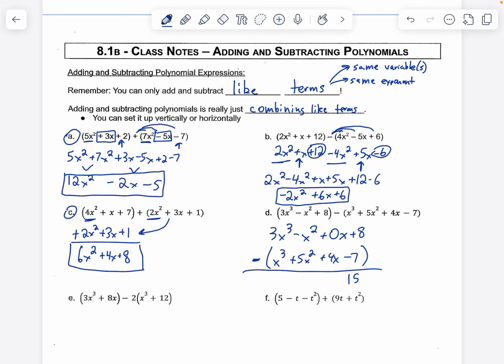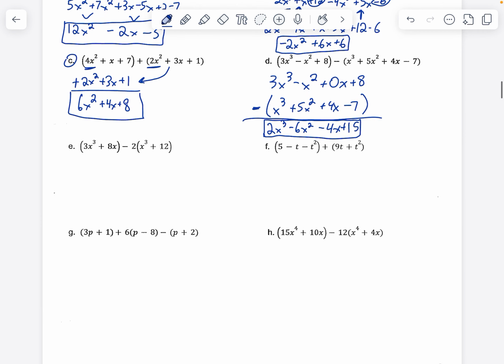Well, you might know 8 minus negative 7 is plus 7, which is 15. Then we'll have 0x minus 4x, that's minus 4x. Negative x minus 5x is negative 6x squared, and 3x squared minus x squared, or 3x to the third minus x to the third, is 2x to the third. So showing our work vertically, we're subtracting each of the terms as we move along. Go ahead and try E, F, G, and H on your own.